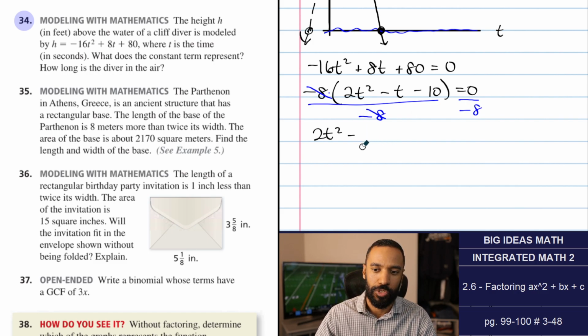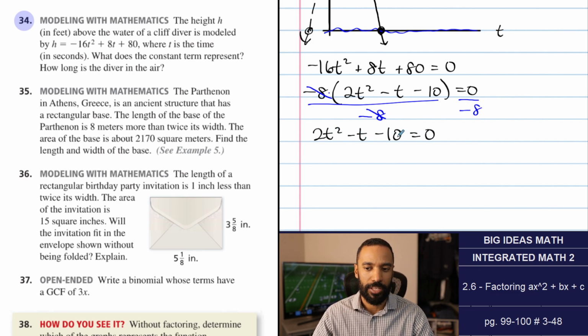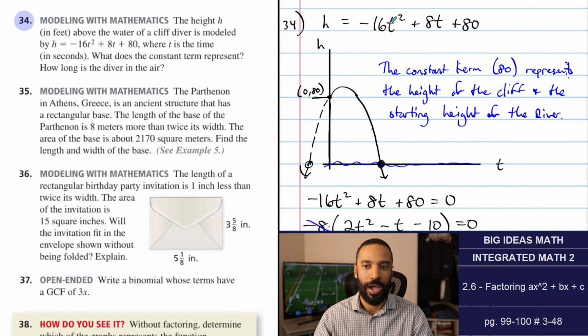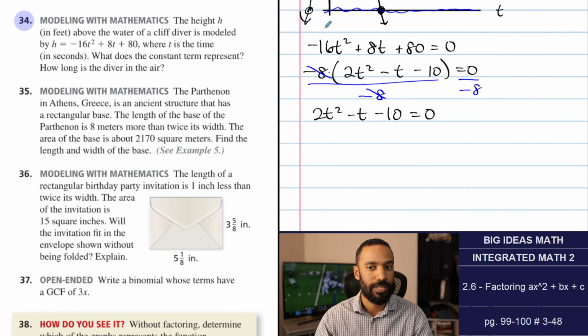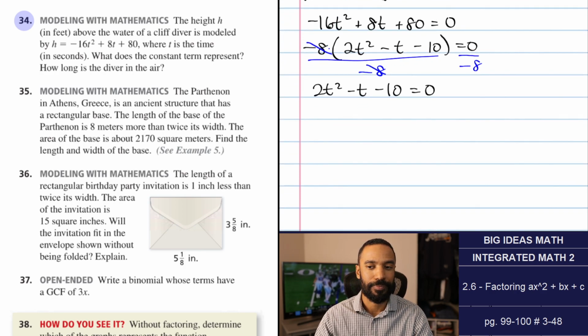So I'm now just left with 2t squared minus t minus 10 equals 0. Keep in mind, y equals 2t squared minus t minus 10 is way different than y equals this. Way different graphs, but you know how they're the same? They both cross h equals 0 at the same place.